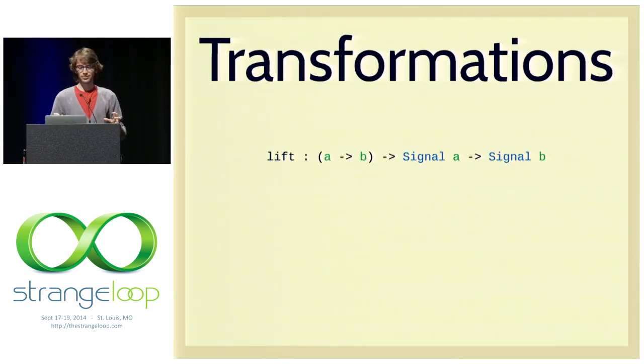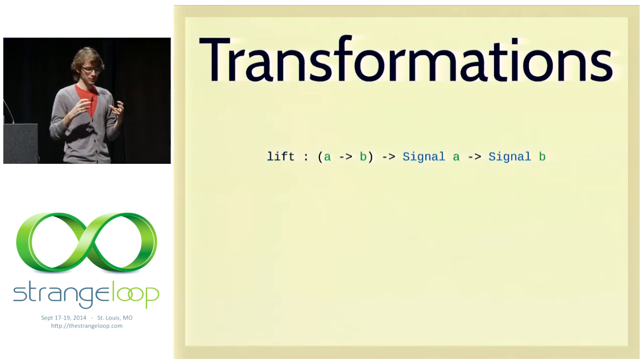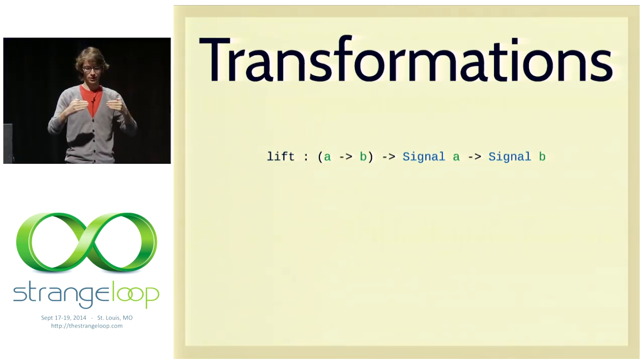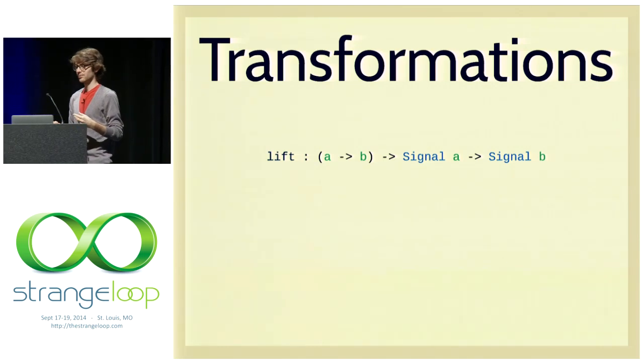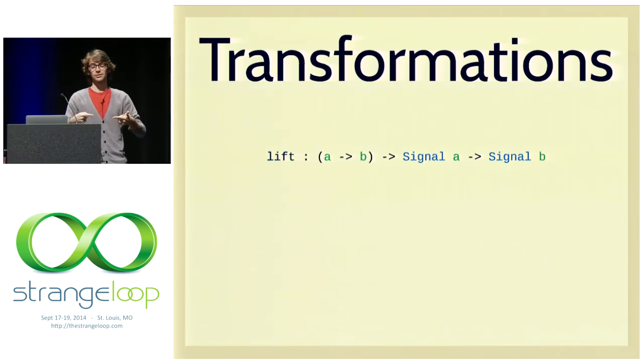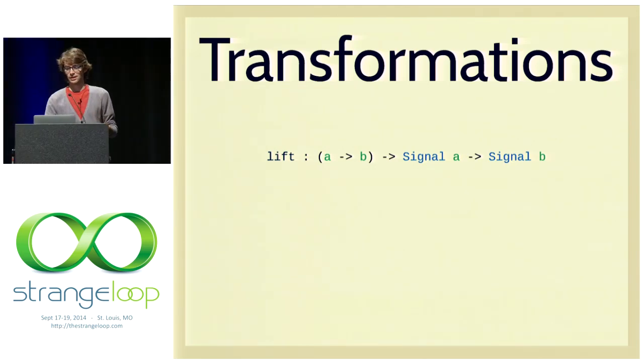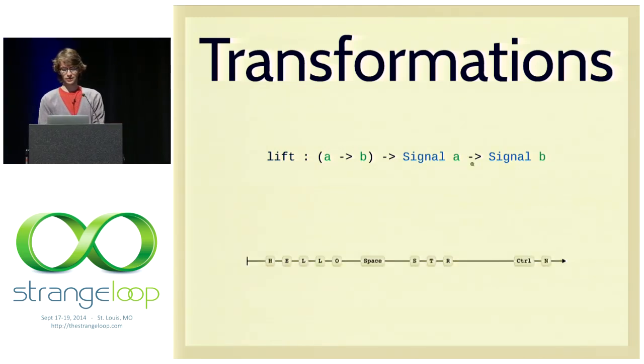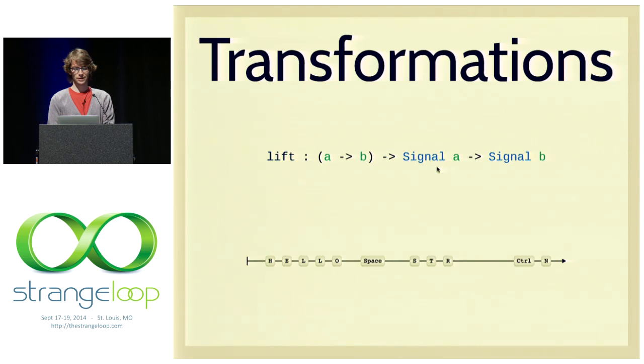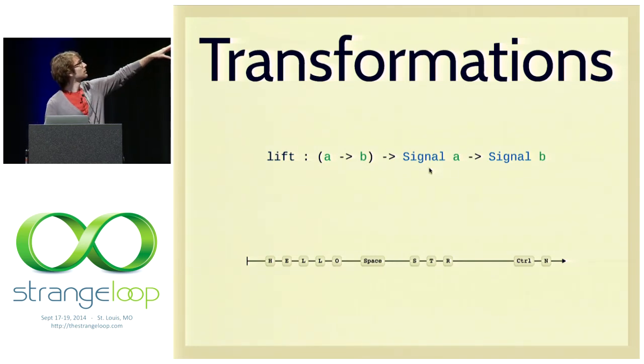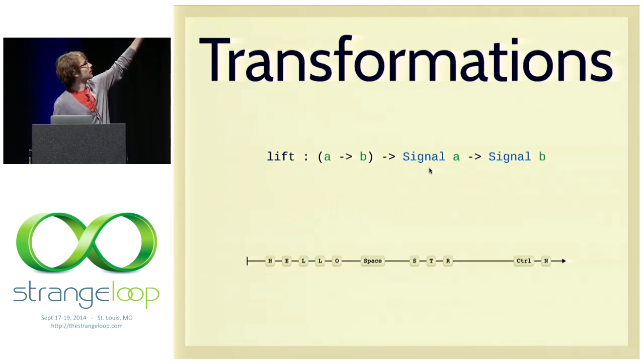So from inputs, we can do a little bit. That's the raw information coming from the world. But on top of that, we want to be able to transform those things. For that, we use this function lift. We take in a signal, so we can take in our key presses signal. And then we have a function that goes from A's to B's. So we take the values of A, and we make a signal of B's.